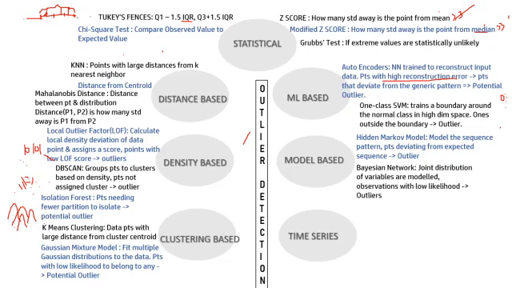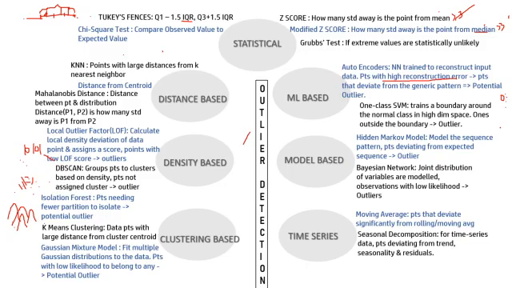Then you have some time series based methods for your time series data. For example, moving average or the rolling average, and points that deviate significantly from the rolling or the moving average become an outlier. And then you have seasonal decomposition, which is basically a statistical method that breaks down data into three components: trend, seasonality, and residuals.